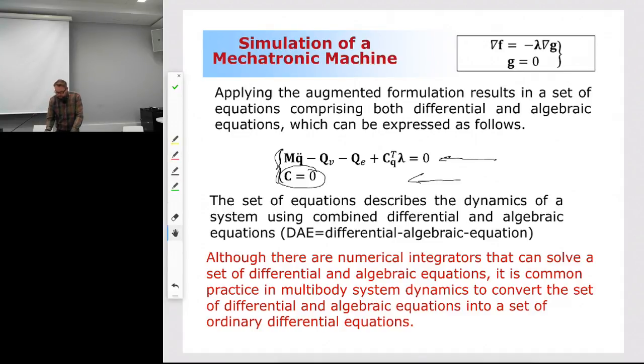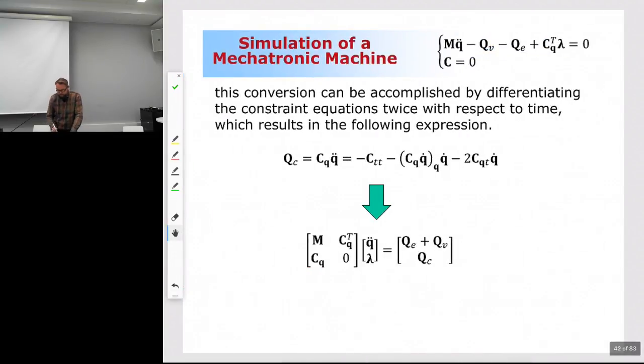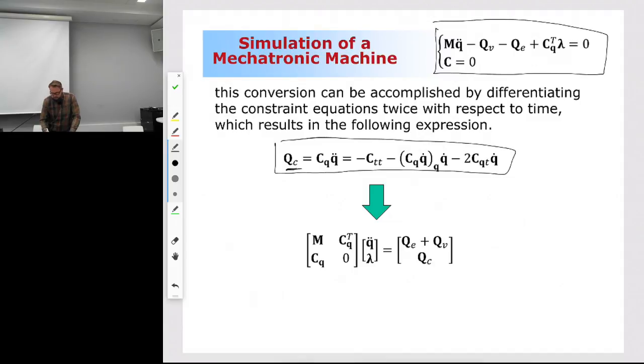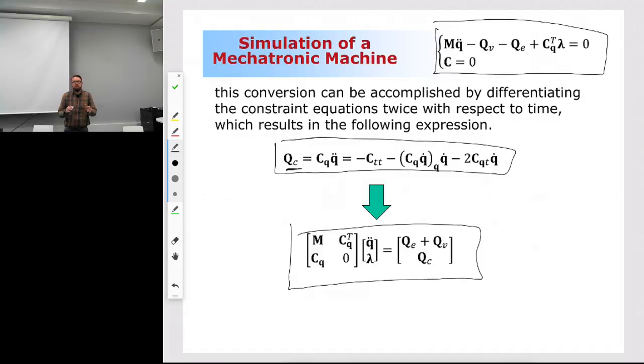Now how is that going to happen? It's going to happen in such a way that I will differentiate the constraint twice with respect to time, and I will call that Qc. And now I can express this original set of differential algebraic equations as an ordinary differential equation shown in this slide. This is it. This is something called the equation of motion for a multi-body system.